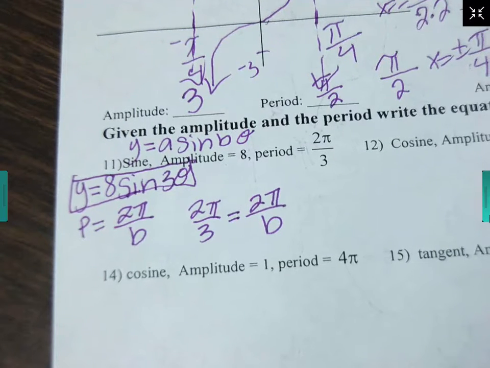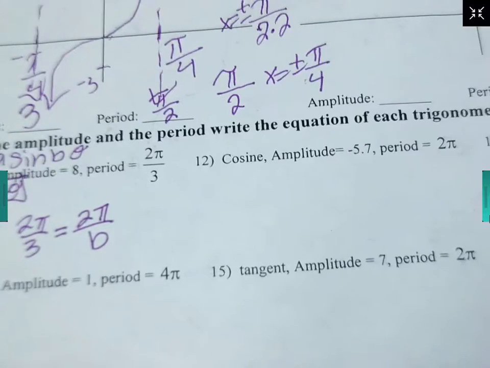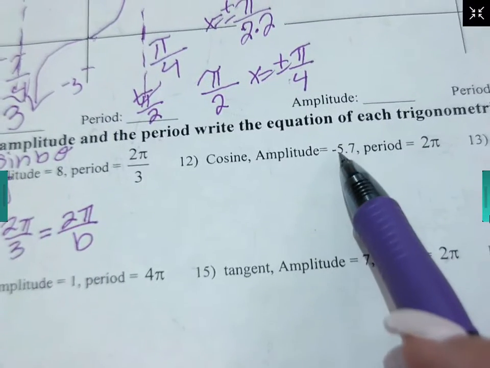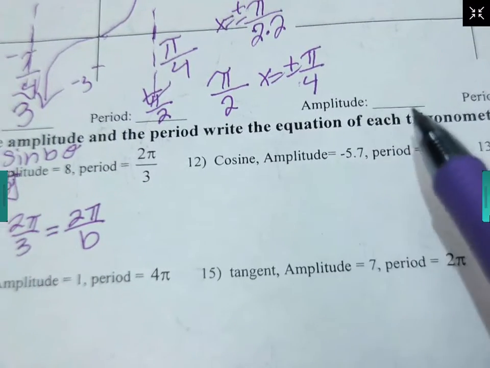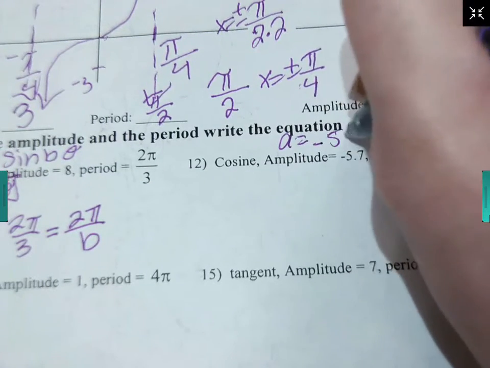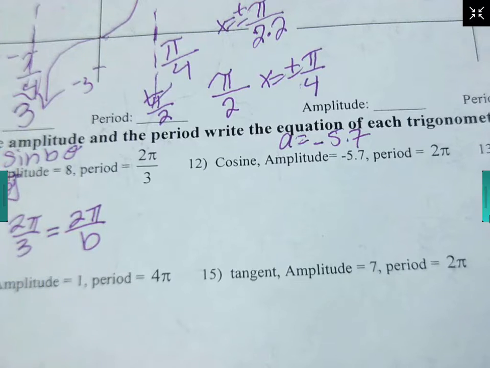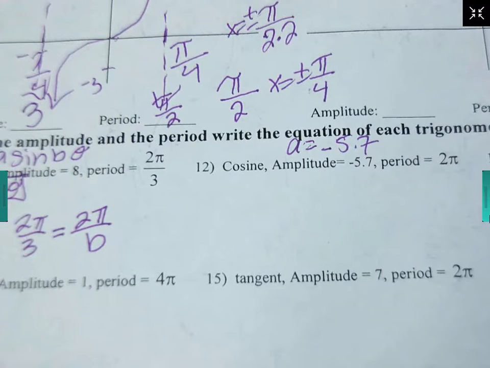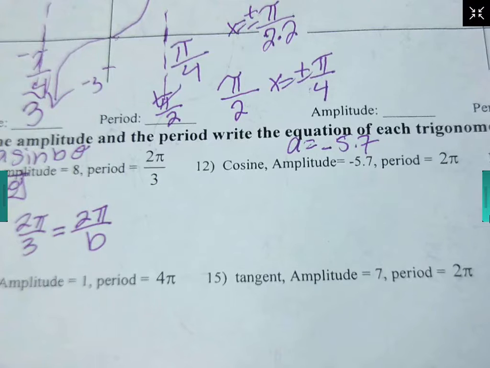I want to talk about something really fast. Do you see on number 12, I should not have written amplitude is equal to negative 5.7 because the amplitude is always an absolute value. I should have just said A is equal to negative 5.7. It's just a technical mistake. I just want you to know the amplitude will never be negative. So this should just say A is, and any one that says the amplitude is negative should just say A equals negative 1.